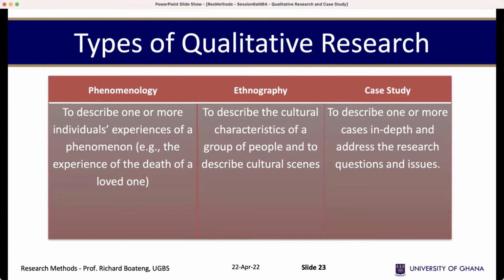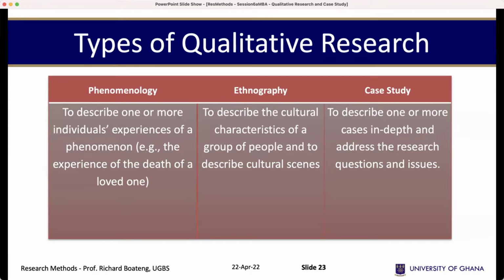Okay, so there are different types of qualitative research. In fact, there are about 4 types. The last one is grounded theory, which I've dropped because we discuss that one at the PhD level. But there's phenomenology, which is trying to describe one or more individuals' experiences of a phenomenon. For example, the experience of the death of a loved one. Phenomenology is where somebody's experiences about going through a phenomenon is captured. And I'll give a little bit of explanation about it as we go on.